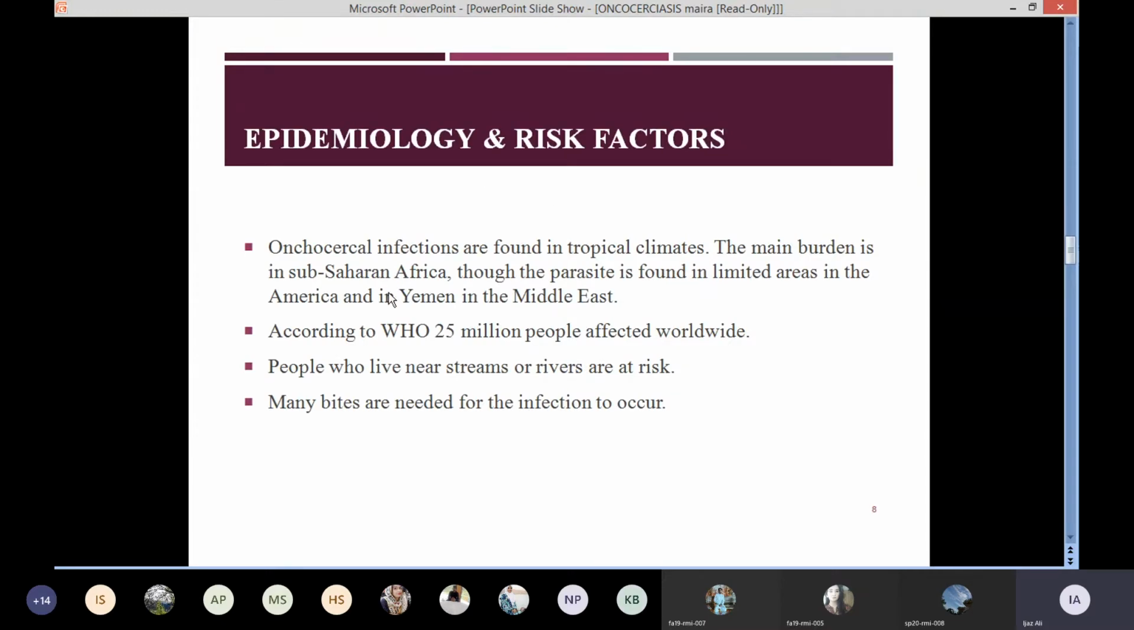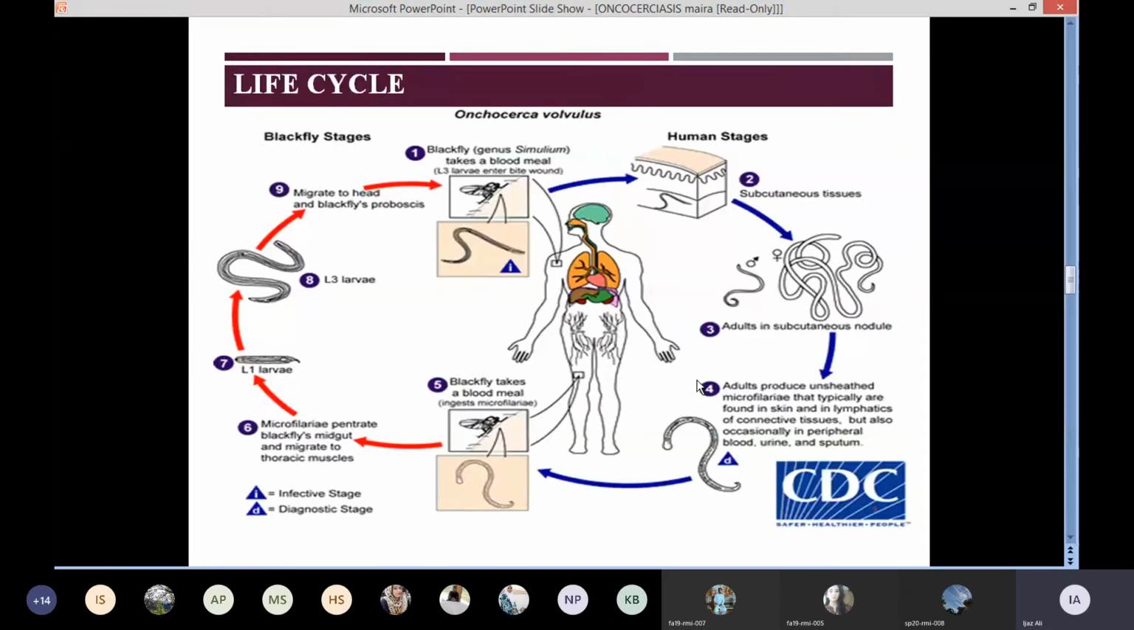The onchocerciasis infections are found in tropical climates. The main burden is in sub-Saharan Africa, though the parasite is found in limited areas in the Americas and even in the Middle East. That's what I told you, and that is the burden of infection worldwide. People who live near streams or rivers are at higher risk of contracting the disease, and you need several bites for the infection to occur.